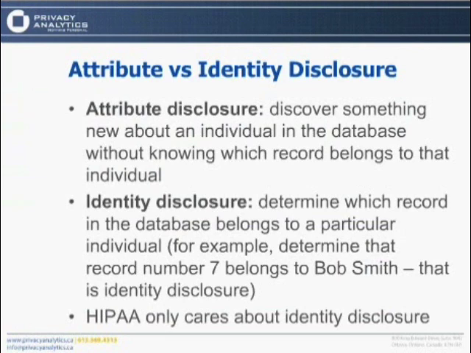Attribute disclosure is when you discover something new about an individual in the database without actually knowing which record belongs to that individual. And I'll give you a few examples. But the key point here with attribute disclosure is you do not know which record belongs to, say, Bob. With identity disclosure, you determine which record in the database belongs to Bob, and since you know which record belongs to Bob, you can then learn all the things about Bob in that database. If it's a claims database, you'll know their procedures, their diagnosis codes, and when they were admitted, visited a hospital, etc. HIPAA only covers or talks about identity disclosure.